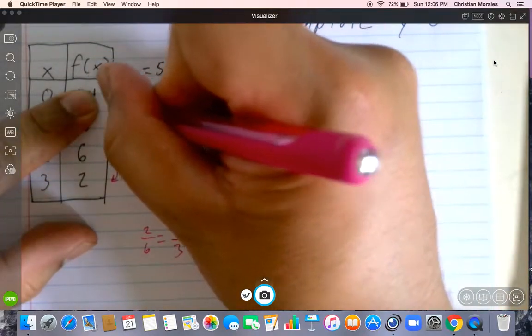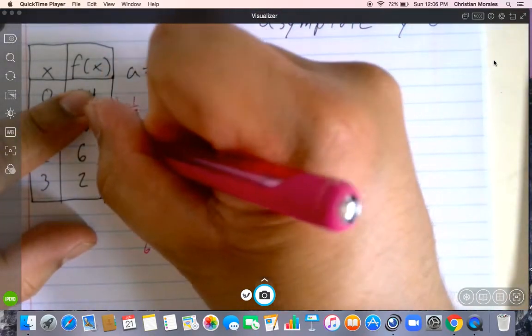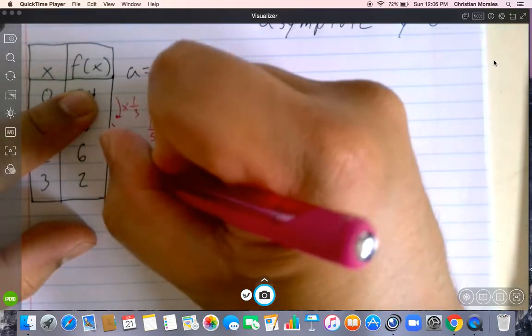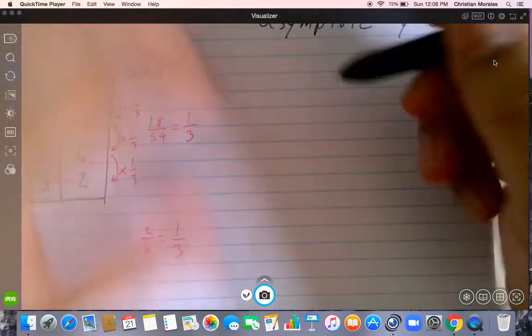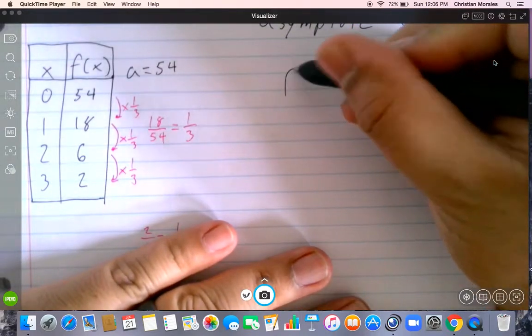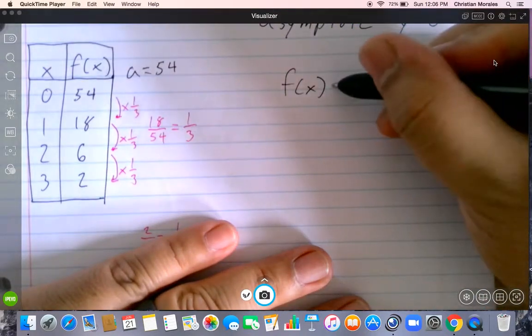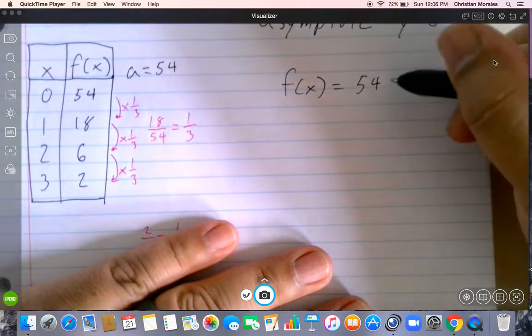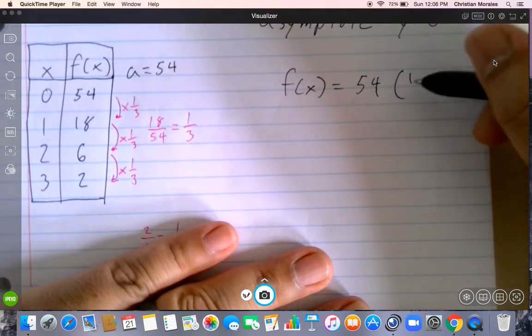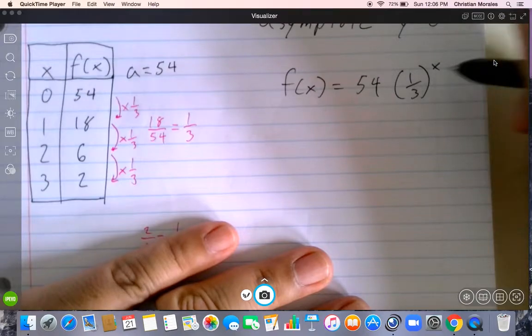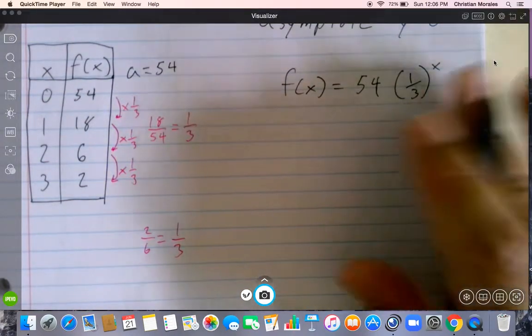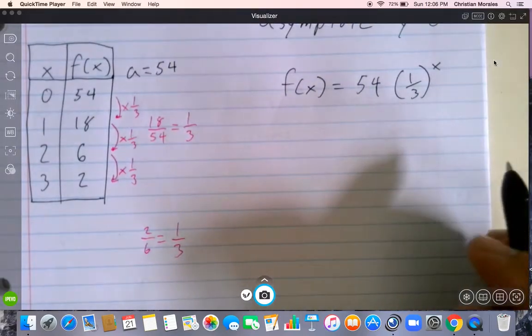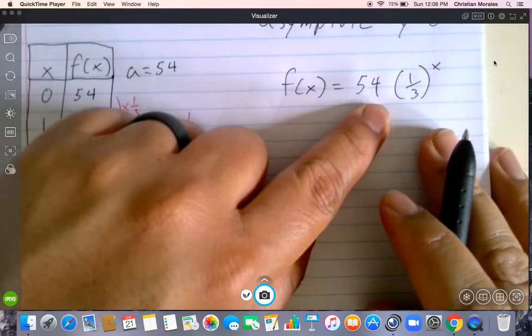So what this means is it's multiplying by 1/3. It's multiplying by a fraction. Okay? So when you write your function, you're going to start with 54, but you're multiplying it by 1/3 to the x power. So I like to write my fractions in parentheses. You don't have to do that. You can just put a dot if you want to, like I did before. But that's another way to write it using parentheses.